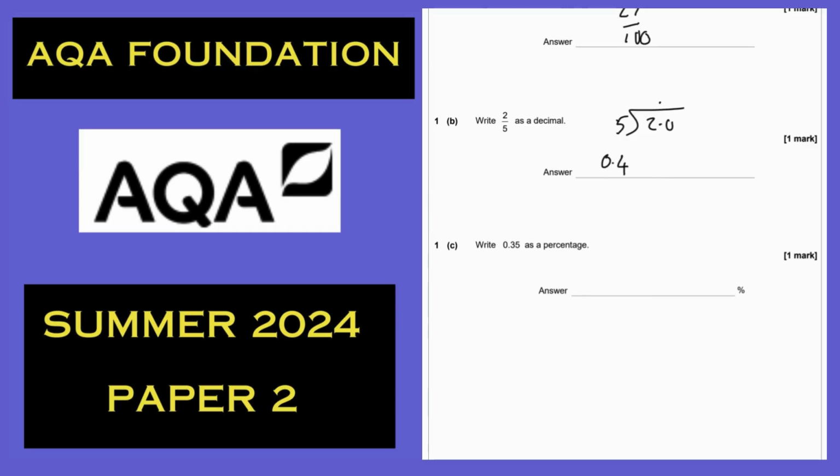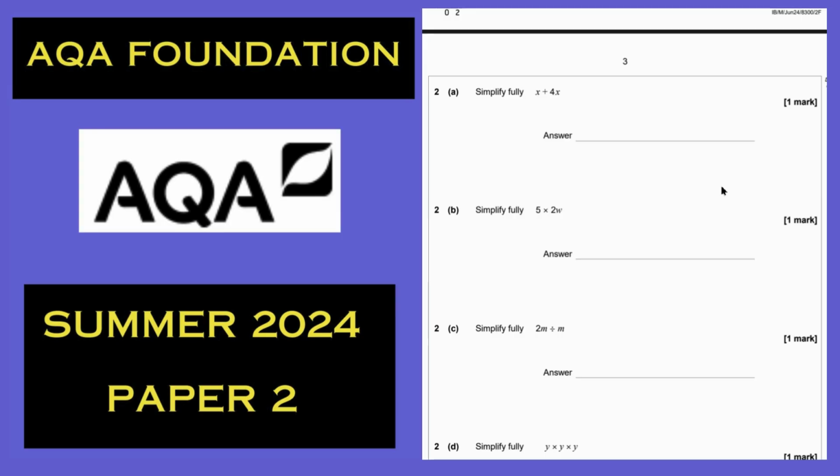To convert a decimal to a percentage, that's a multiply by 100, shift decimal points, however you think about it, as long as you end up with 35.